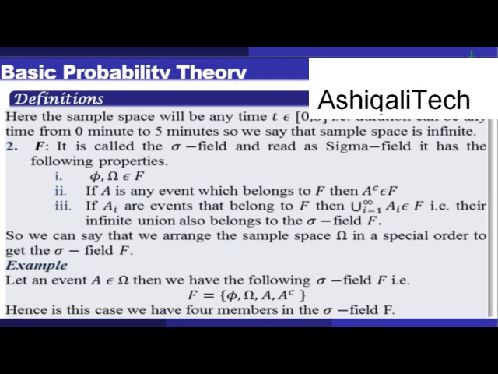Dear students, now we consider an example. Let an event A belong to omega. Then we have the following sigma field F. That is, F is given by phi, omega, A and A complement. So this sigma field consists of 4 members.